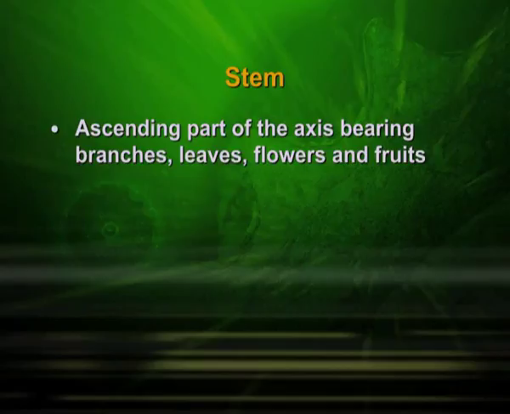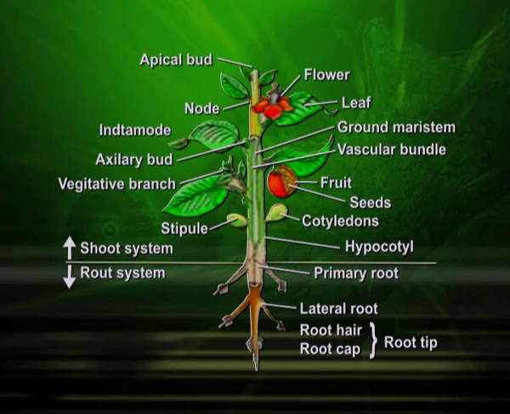Well, the root is generally known as the descending organ of the plant. The shoot is the ascending part of the axis bearing branches, leaves, flowers and fruits. If we have a look at this plant, we can say that the shoot system has developed from the plumule. The shoot system develops from the plumule of the seed, and the root system develops from the radicle. The shoot bears leaves, and these leaves are generally borne on the nodes. These are the nodal regions.